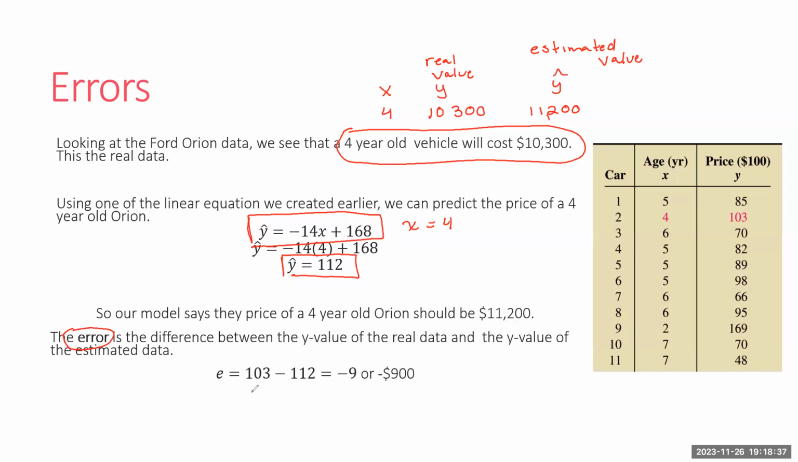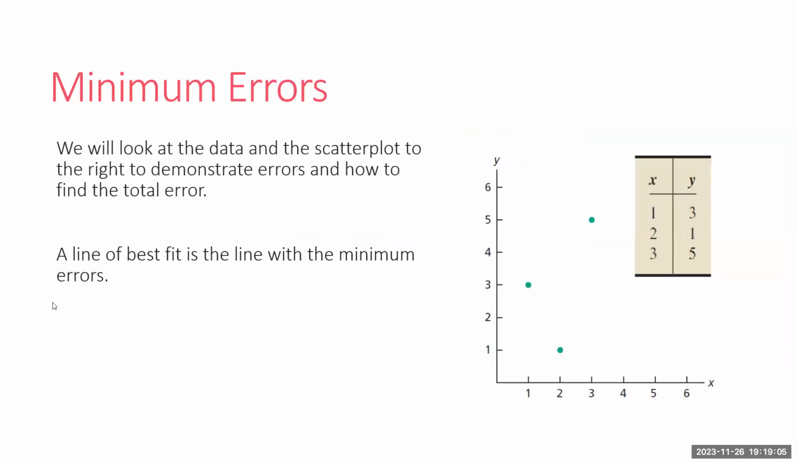In our case, we take the real data and subtract the estimated data. And we see we have a difference of minus 9, or minus $900. So this is my error. What we want to do is minimize the errors.